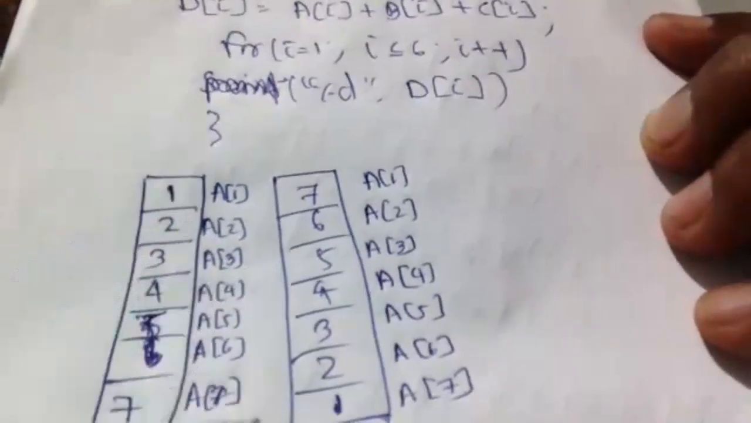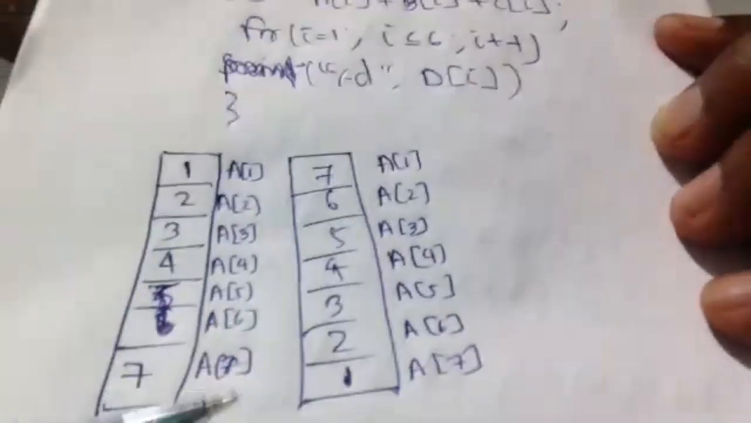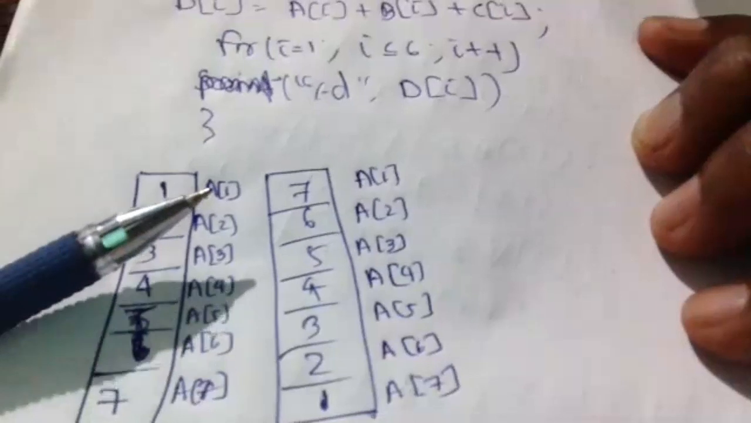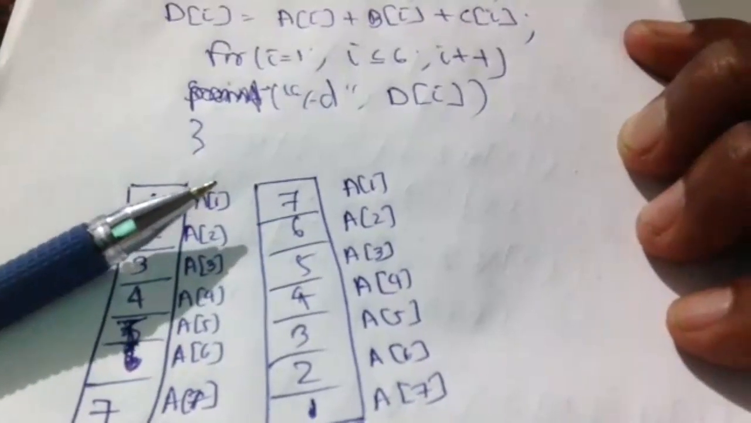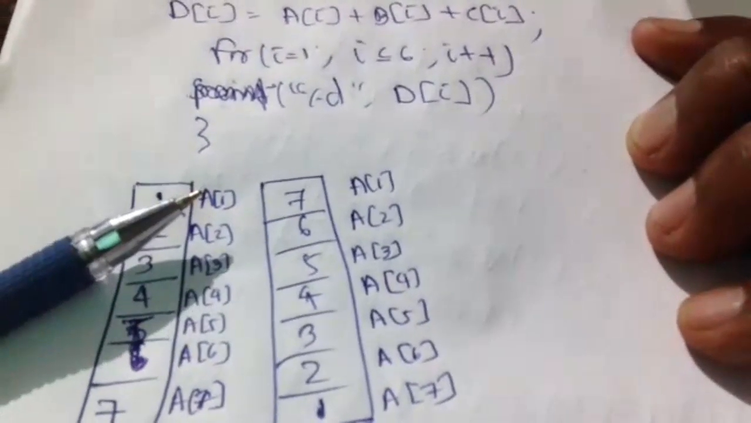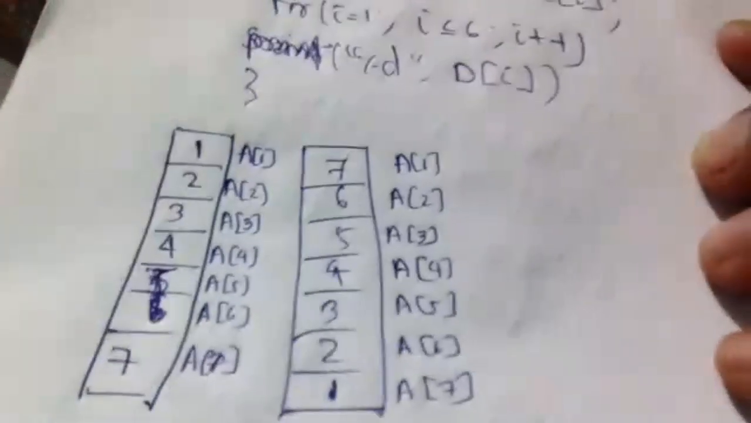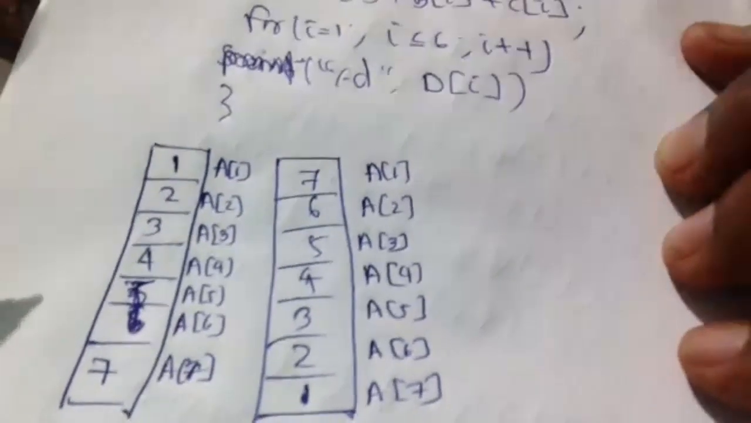Isn't it? So develop a for loop in descending order. Descending order means start from 7, decrement by 1 up to greater than or equal to 1, because our minimum address is A1. And display means printf. It's clear?